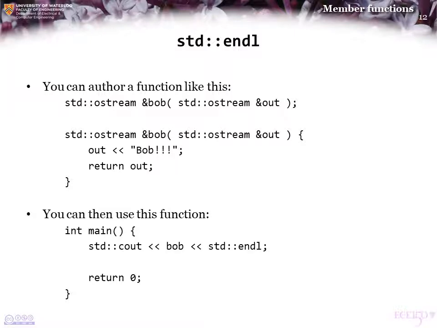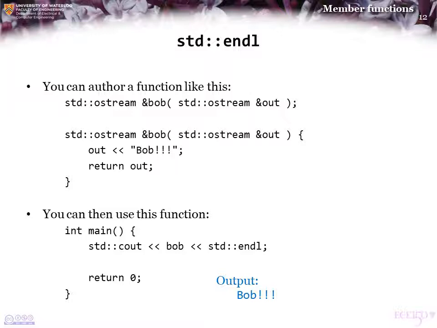You can then run this function. Here's a program that sends bob to std::cout, and which then sends std::endl. So this will actually call that function, which then prints bob to the screen with 3 exclamation marks, and then prints an end of line character going to the next line. Now, this is not what's important here. The way that end of line character printing is done in C++ is not that relevant.